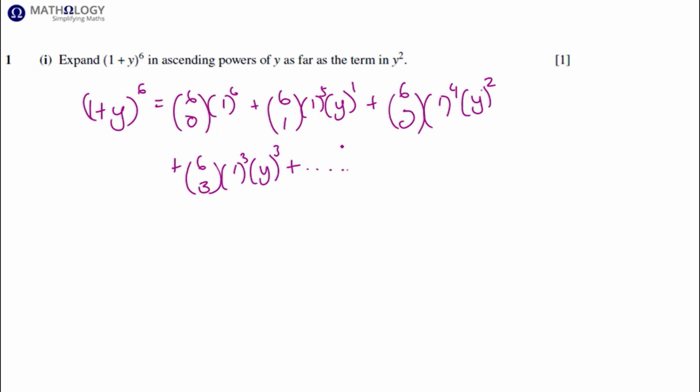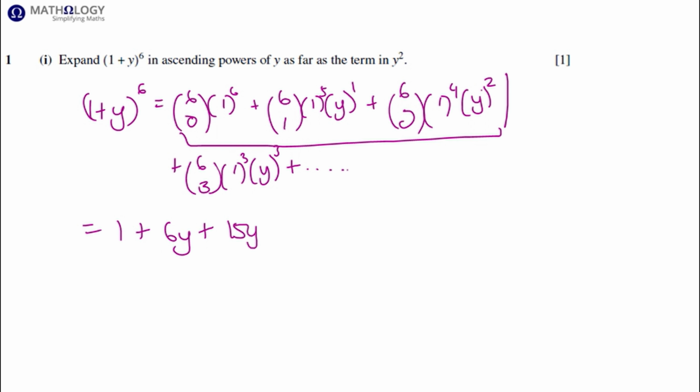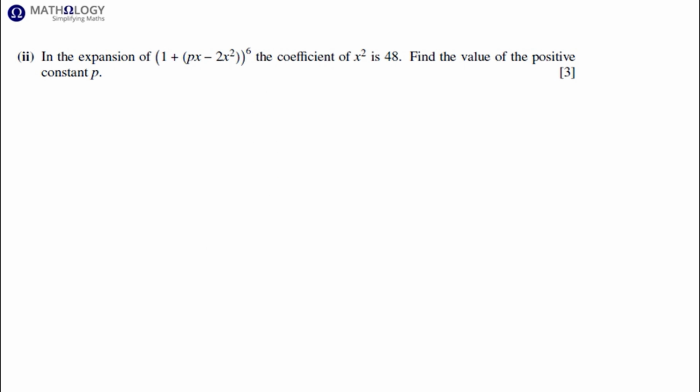We are not going to continue this expansion because we only need to expand as far as the term in y squared, which you already have at this point. So we are only concerned with the first three terms. 6 choose 0 is going to be 1 times 1, so the first term is just 1. 6 choose 1 is 6, 6 times y, so 6y. And then 6 choose 2 is 15, 15 times y squared, 15y squared. So these are the first three terms of that expansion.